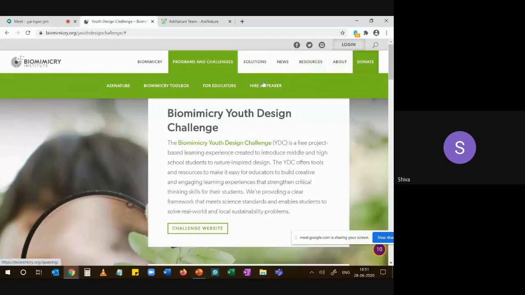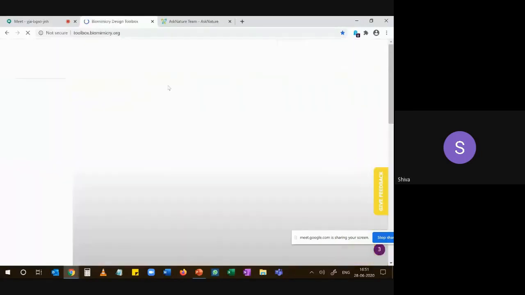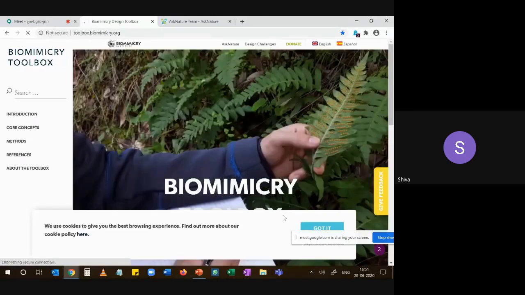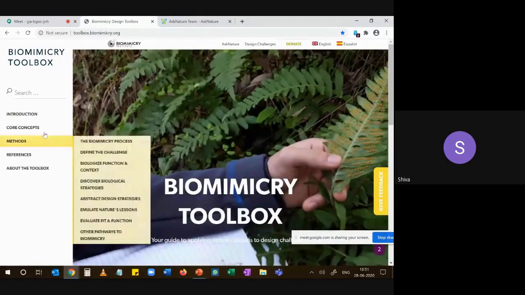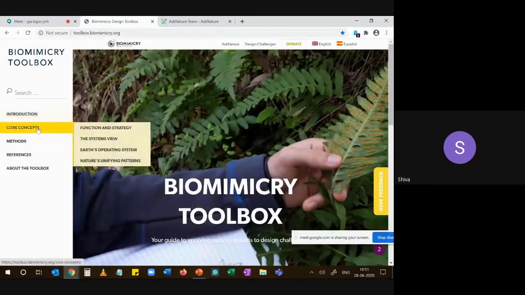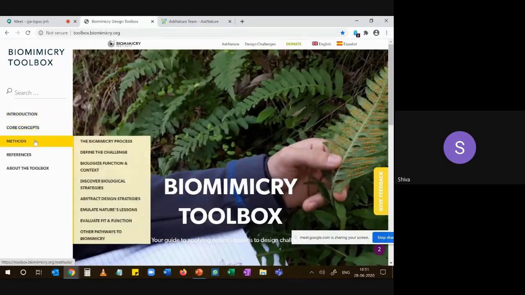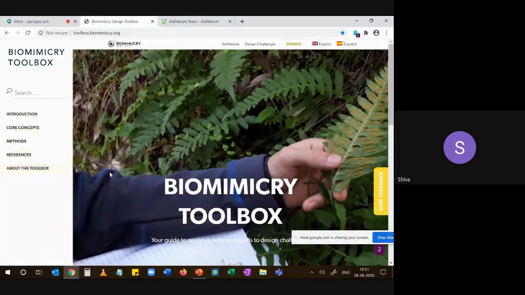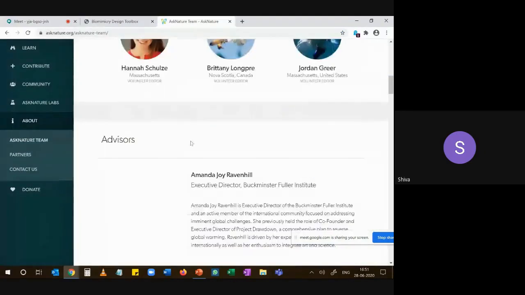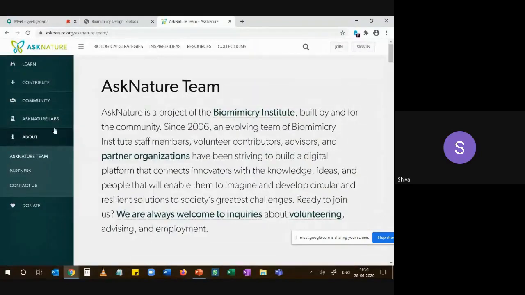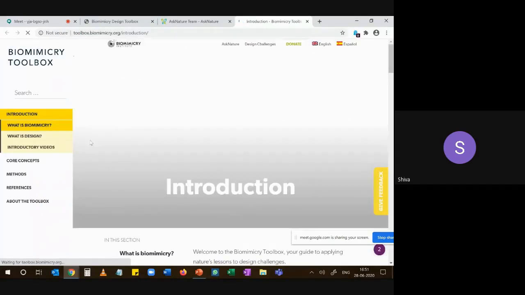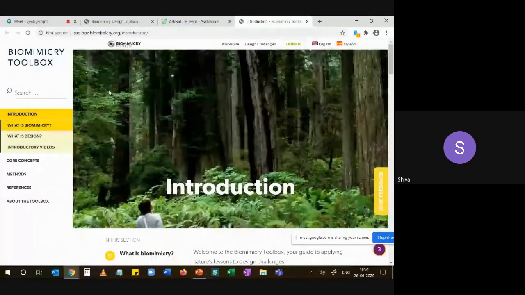And if you go to the resources, you will have the Biomimicry Toolbox. And this is where I got all my material from. It's got everything: the process, introduction to biomimicry, core concepts of biomimicry, methods of biomimicry, references, toolbox, everything is there in this. It's called the Biomimicry Toolbox. There's also something called Ask Nature, where you can actually ask nature to solve your problems.